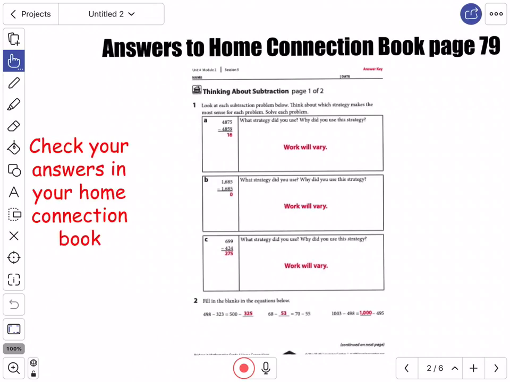This is Unit 3, Unit 4, Module 3, Session 1, Part 1.